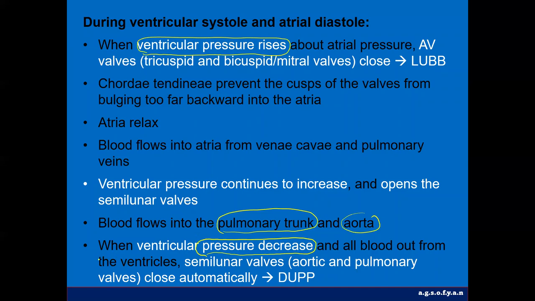And then the blood will fill the right atrium again, as in the previous screen. So the blood will be entering into the right atrium, and then 70% will go down to the ventricles, and the atrium will contract to send the rest of the blood to the ventricle. And the ventricle will contract and send the blood to the pulmonary trunk and also to the aorta.